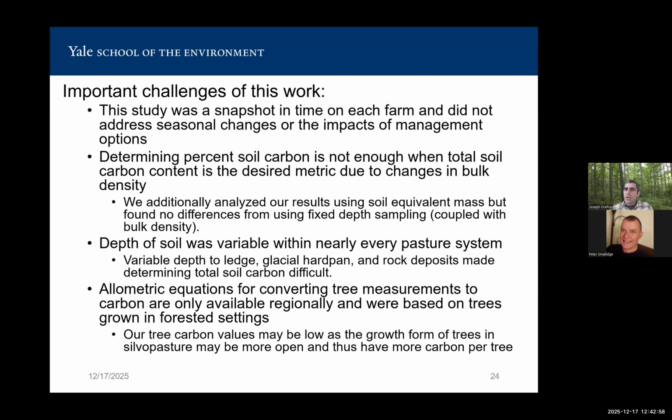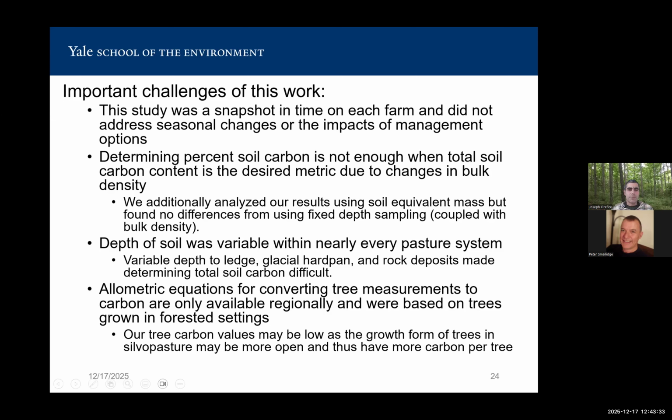We also used soil equivalent mass, which is a better way to look at soil carbon. It's just not as commonly used. So we analyzed it both ways, using soil equivalent mass and fixed depth sampling with bulk density. We didn't find any difference between those two for our study, so we felt comfortable presenting it the way we had originally designed the sampling. But I did want to point that out. And in the publication supplemental materials, we provide our soil results using soil equivalent mass additionally for people who want to use that.